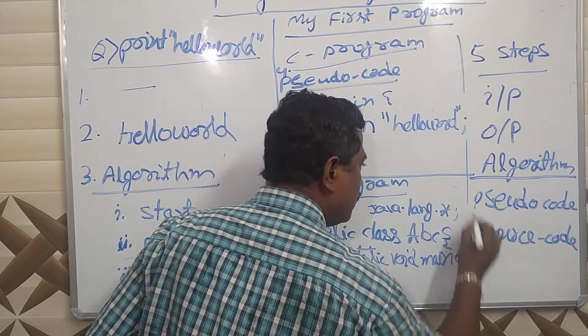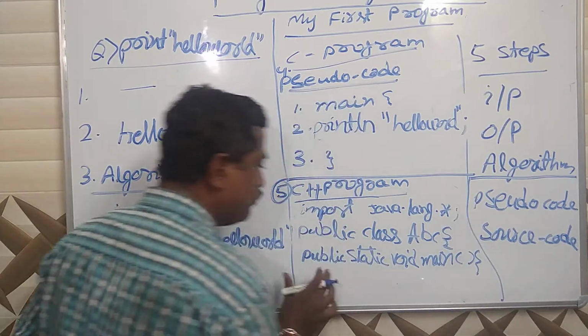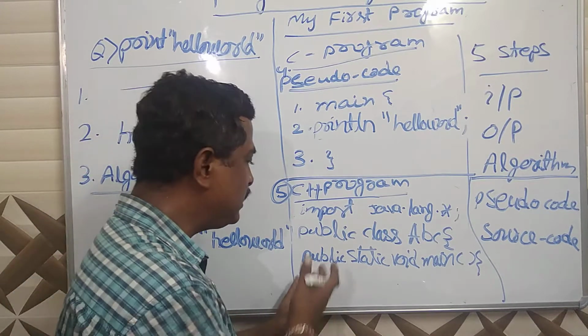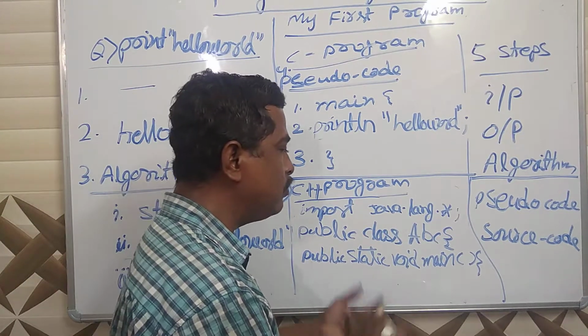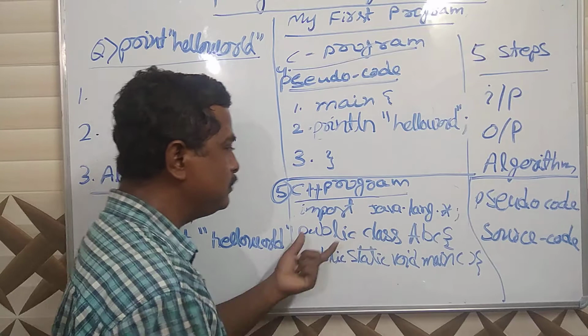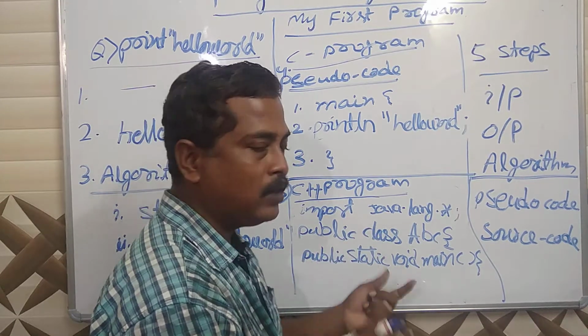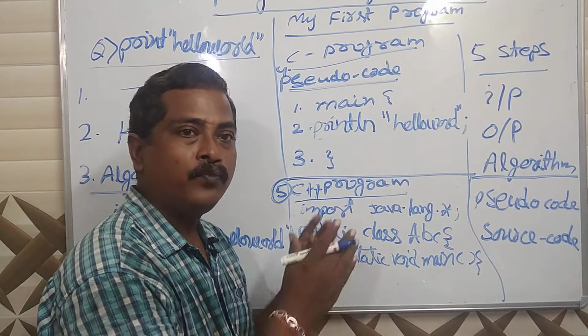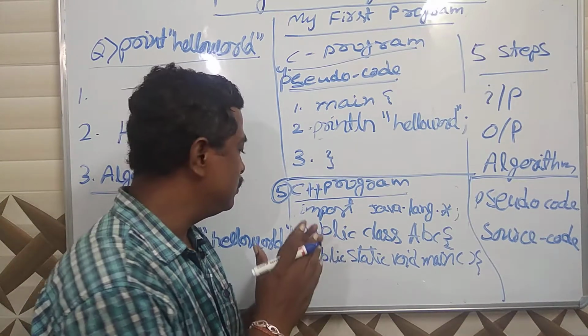Again I am telling, don't enter into the format. You have to write it. Okay, public, what is public, what is static, what is void, what is main, what is class, what is ABC, what is again public, what is these things? This is the syntax. This is the format of C language, of Java language.